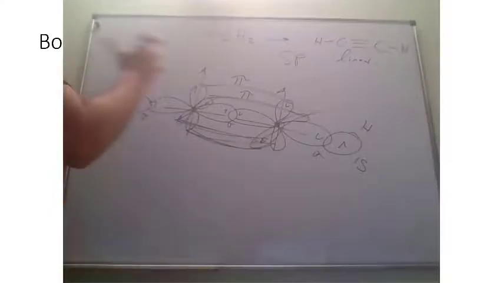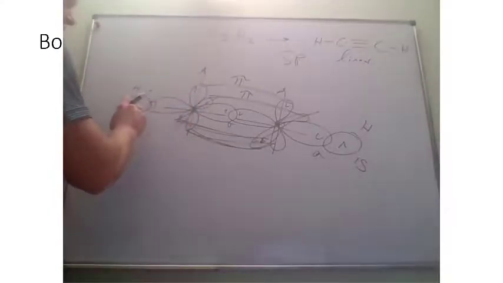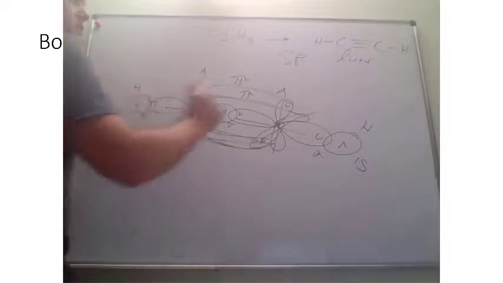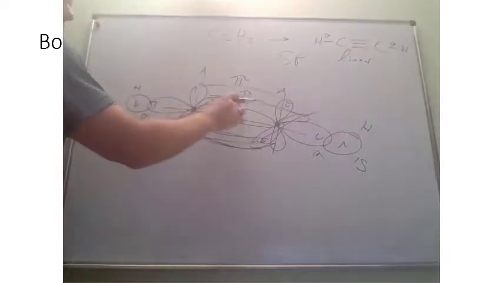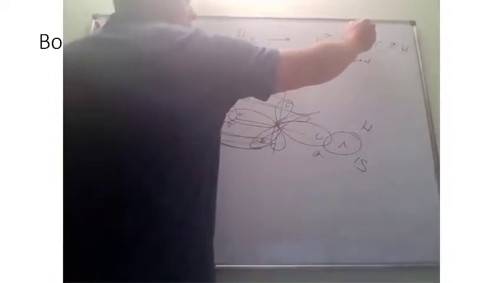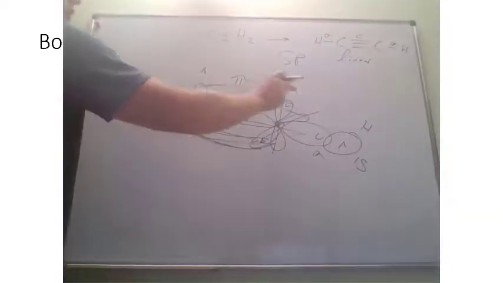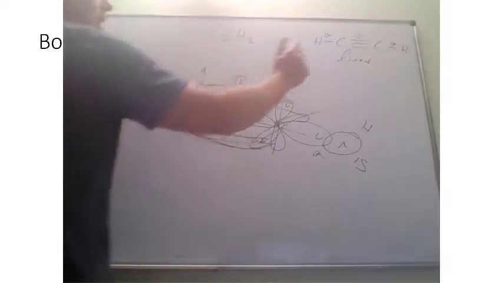Okay, so if we take a look at each of these individual bonds, we can see the bonds between our hydrogen and our carbon are going to be sigma. Sigma bonds are always sigma bonds. Our first of our three bonds is going to be sigma. Then our second bond is going to be a pi bond.